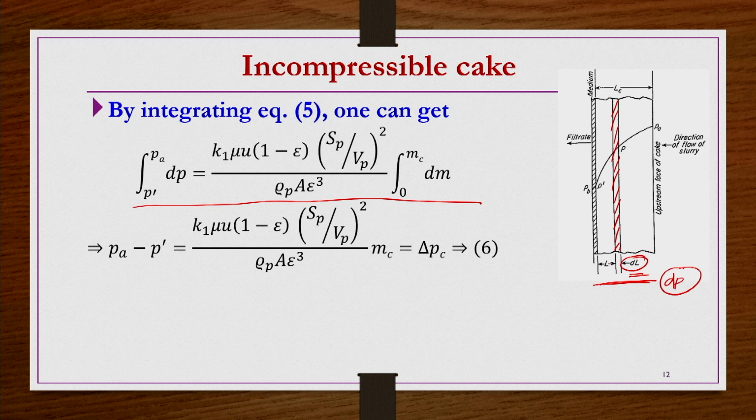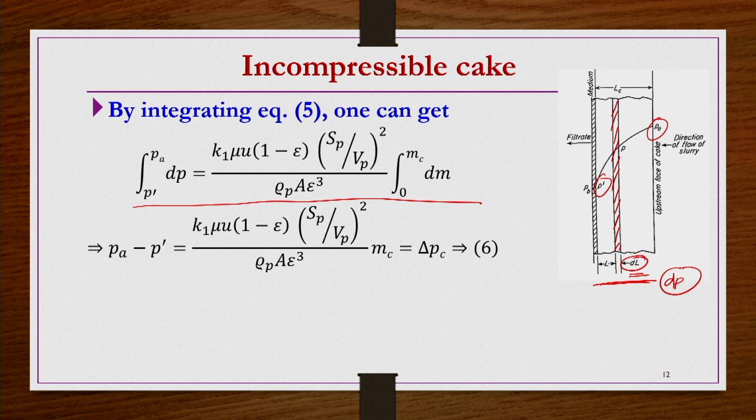Within that cake we have taken one layer of cake. For this layer, just now we developed an equation for pressure drop. If you integrate that equation, you will get this equation. Here the limits for the integration, especially for pressure, should be P prime to PA, because this layer is within the cake and we are doing this integration only for the cake.